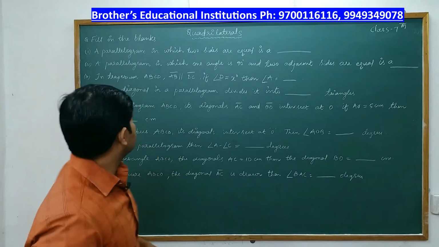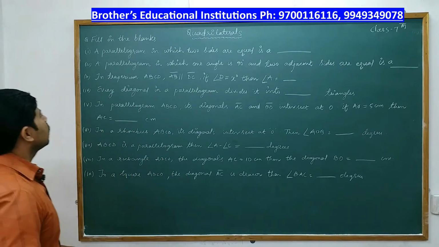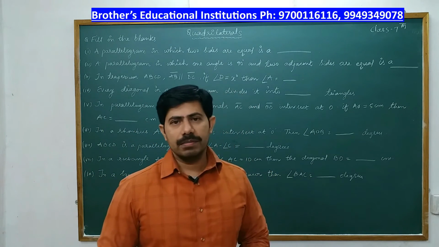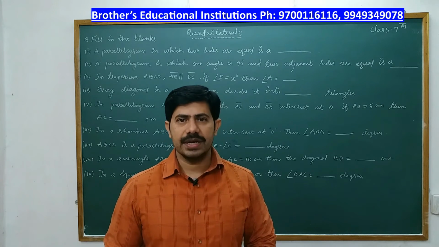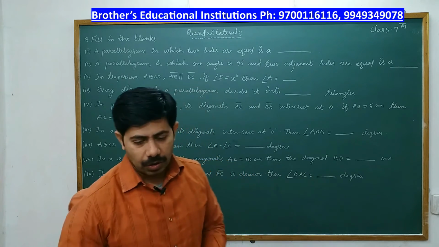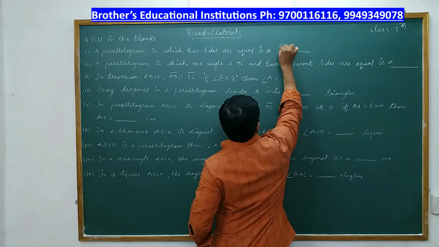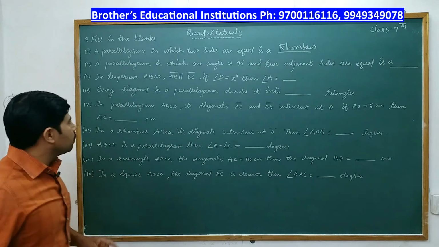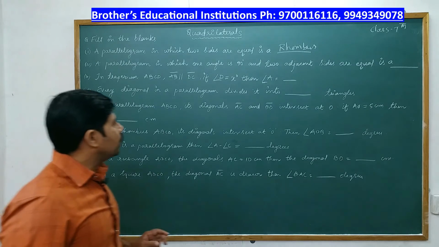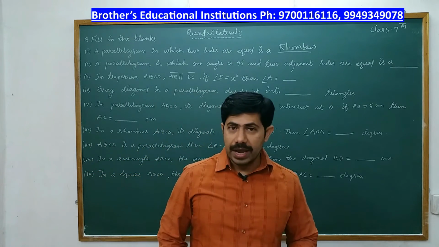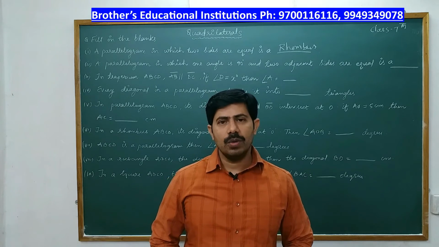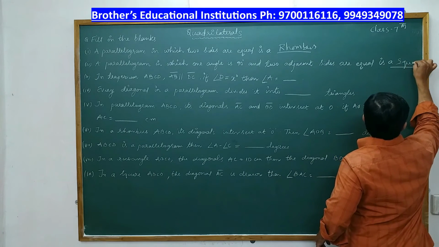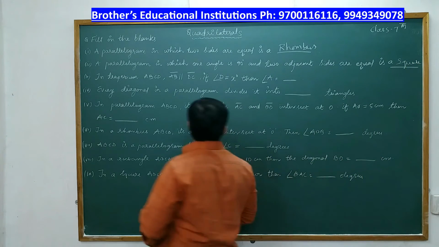So next is fill in the blanks. The first one: a parallelogram in which 2 sides are equal is a rhombus, right? A parallelogram in which 2 sides are equal means it may be adjacent sides. So that's why we say it is a rhombus. Then next, a parallelogram in which one angle is 90 and two adjacent sides are equal is nothing but a square.